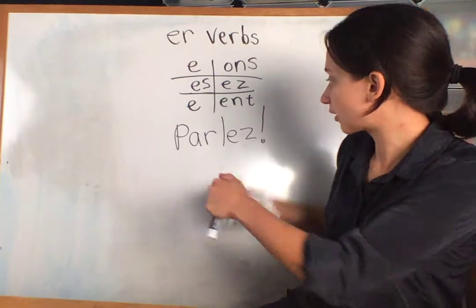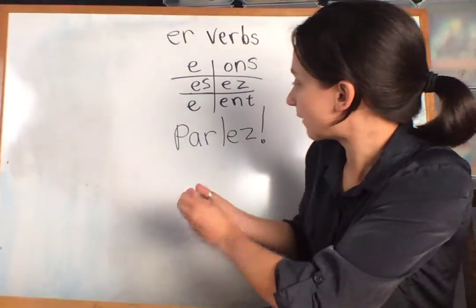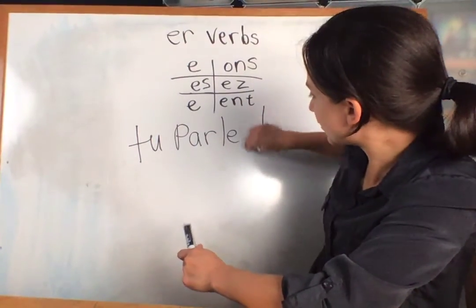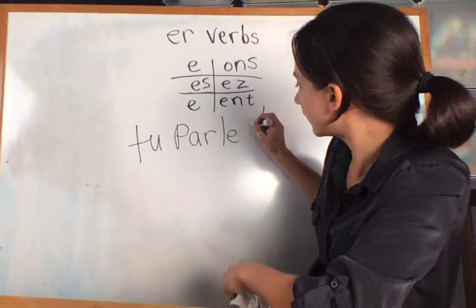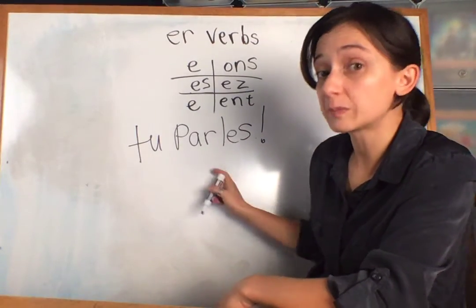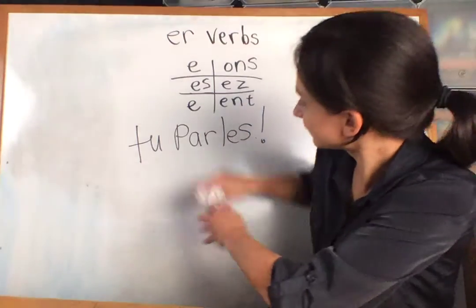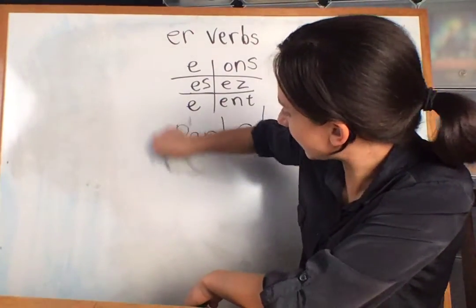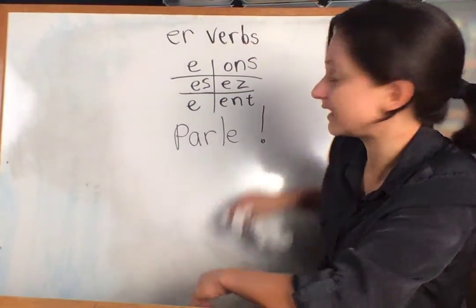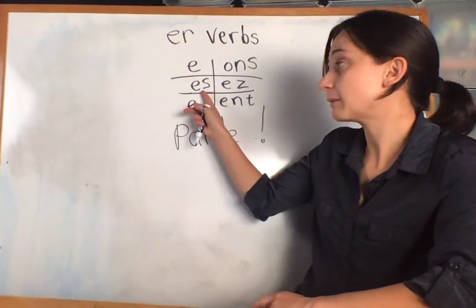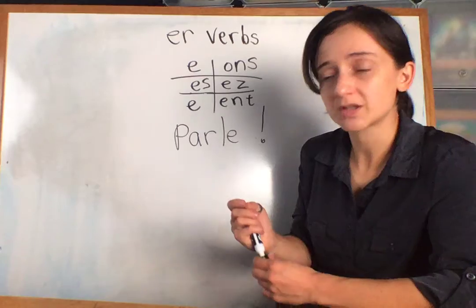Again, I'll back up again. If I was going to say, you are speaking, again, it would be tu parles. You are speaking, you do speak, you speak. But if I wanted to change it to a command saying speak, I don't need that anymore, and I don't need the S. Okay? Where did I get that ES to begin with? Remember from here, because my subject was tu.